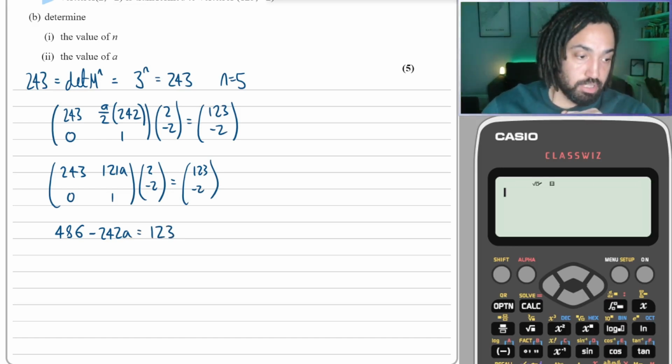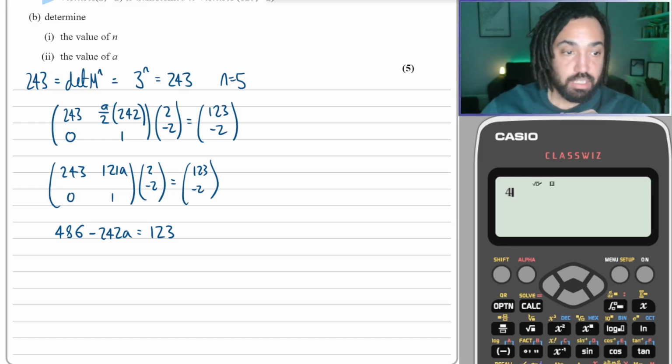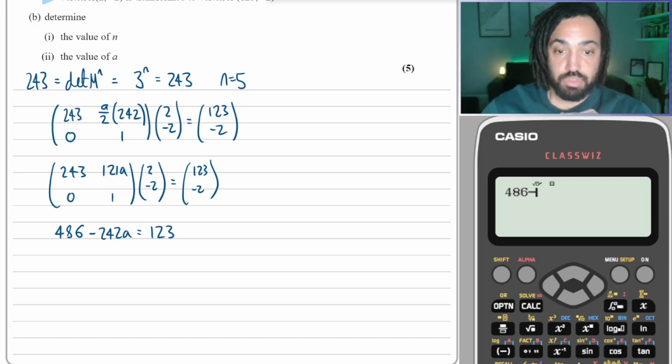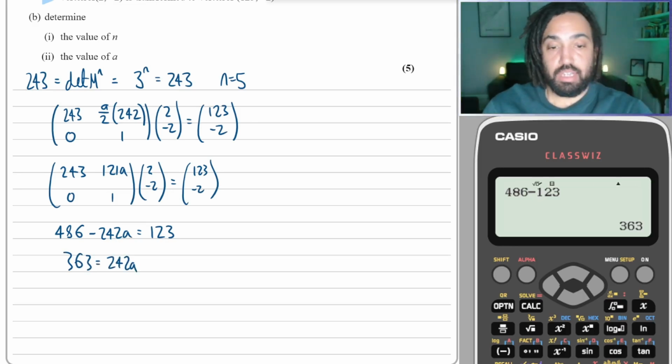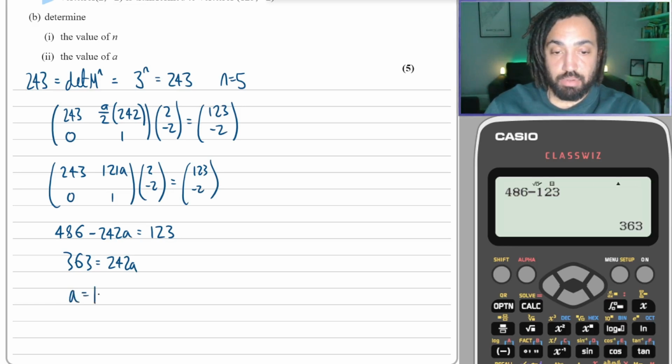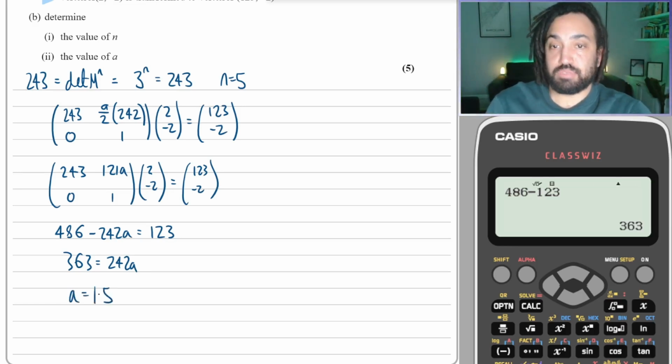So let's just bosh this in the calculator. Subtract 123. It's going to give me 363, and that's going to equal 242a. Divide through, that's going to give me 1.5. Bosh. There are my solutions.